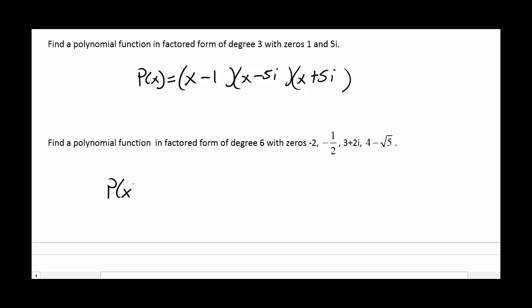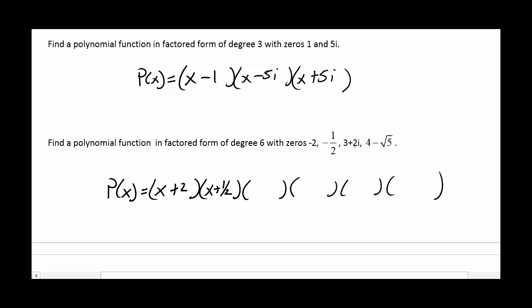Okay. Down below, polynomial in factored form of degree 6. Okay, so degree 6 means I've got 6 factors that I need to find. So 1, 2, 3, 4, 5, and 6. Okay, so I have, let's see, the first 0 they tell me is negative 2. So that would be x plus 2 in factored form. They tell me negative a half is a solution, so x plus a half in factored form.